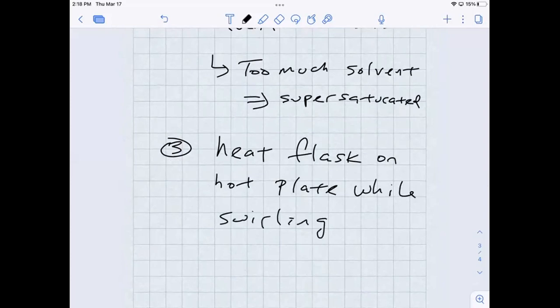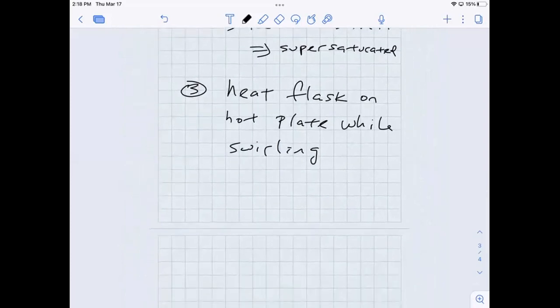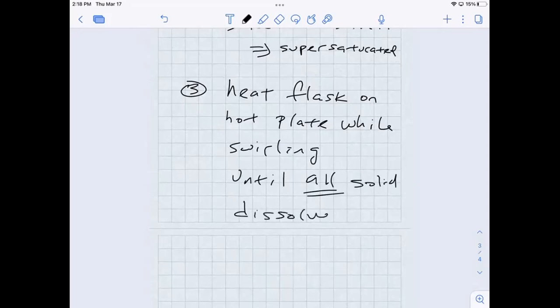Right, and that's just to ensure mixing and to ensure that your solid will dissolve. Right, after heating it and it goes into solution, this is different from the synthesis. If you remember from the last time we met, when we made aspirin, once everything went clear, you had to heat it for an additional 5 minutes. Here, once this dissolves, you want to take it off the hot plate. I heat it until all the solid dissolves.